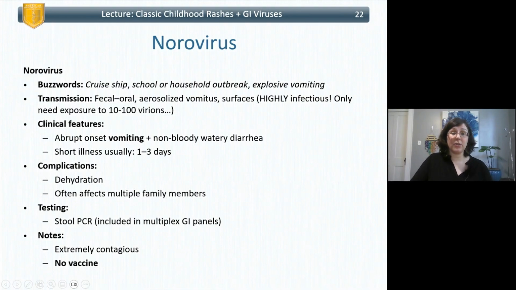Clinical features include abrupt onset of vomiting. You're fine, all of a sudden you're vomiting. And then non-bloody, watery diarrhea. Usually the course is pretty short. It's 1 to 3 days. Complications, of course, include dehydration. And usually it's going to have a really high hit rate in households, so usually going to involve multiple family members. Testing is by stool PCR. And again, it's included in our multiplex GI panels. Other than the fact that it's extremely contagious, we do not have a vaccine for norovirus.